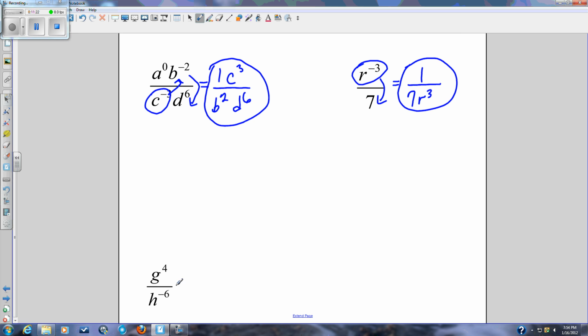And our last problem, we have g to the fourth over h to the negative 6. h to the negative 6 has a negative exponent, so it needs to move upwards to the numerator. The g to the fourth is fine, so it's going to stay right where it is, and we have g to the fourth, h to the positive 6 now.